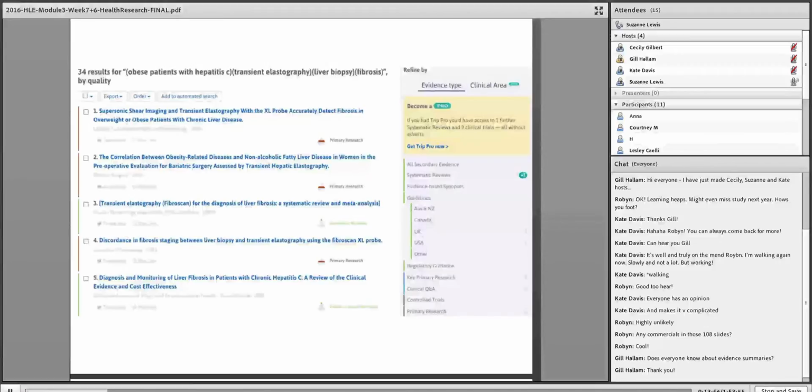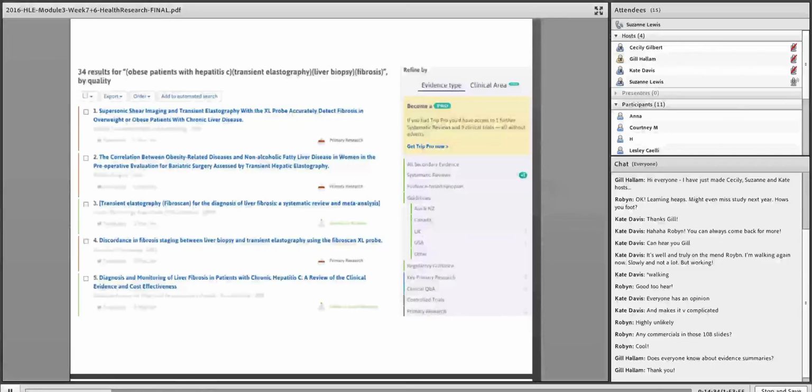So if you're looking for a quick answer, and this is a tool designed for that, you could go to the right-hand side of the screen and you could choose to, for example, look at just the evidence-based synopses or just the systematic reviews or just the Australian and New Zealand guidelines. And in fact, the first result in this list, supersonic shear imaging and transient elastography with the extra large probe accurately detect fibrosis in overweight or obese patients with chronic liver disease, that in fact answered our question quite well.